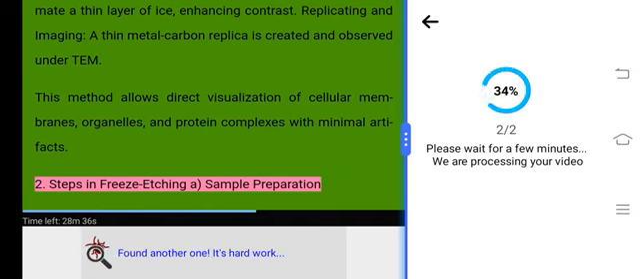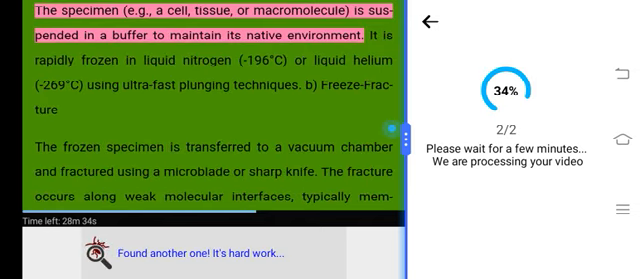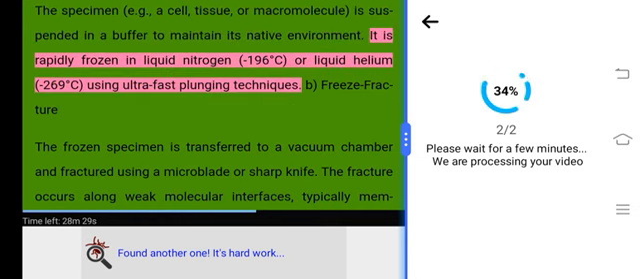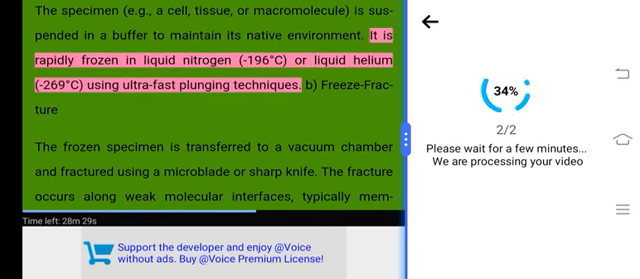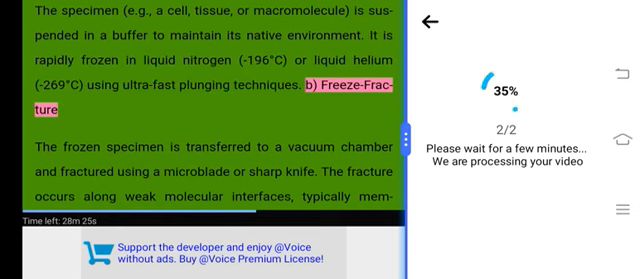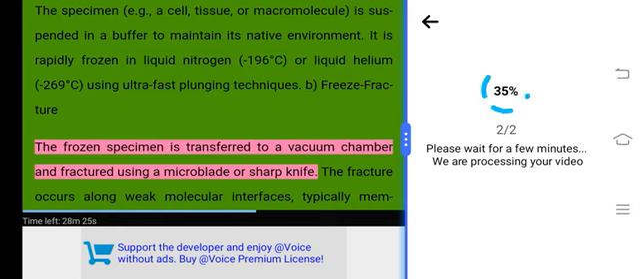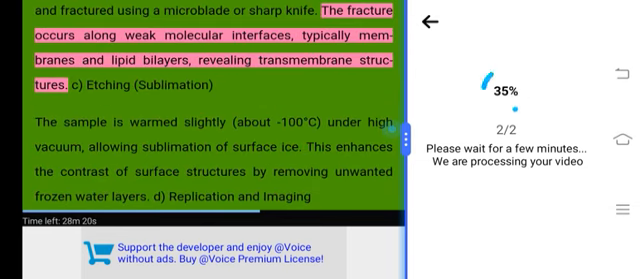2. Steps in freeze etching. A. Sample preparation. The specimen, e.g., a cell, tissue, or macromolecule, is suspended in a buffer to maintain its native environment. It is rapidly frozen in liquid nitrogen (-196 degrees Celsius) or liquid helium (-269 degrees Celsius) using ultra-fast plunging techniques. B. Freeze fracture. The frozen specimen is transferred to a vacuum chamber and fractured using a microblade or sharp knife. The fracture occurs along weak molecular interfaces, typically membranes and lipid bilayers, revealing transmembrane structures.